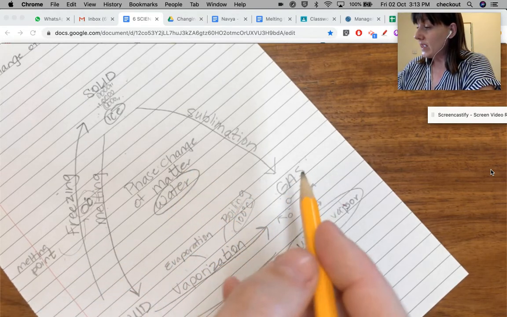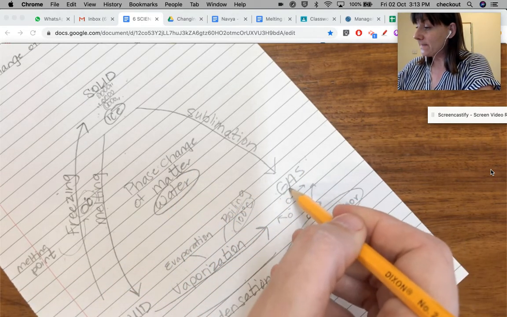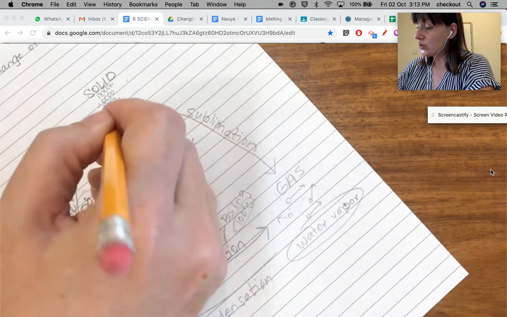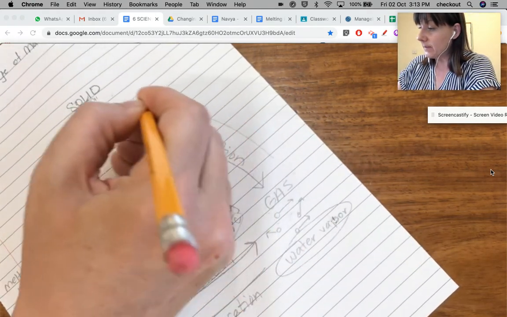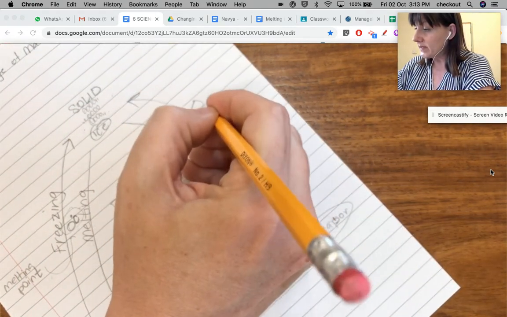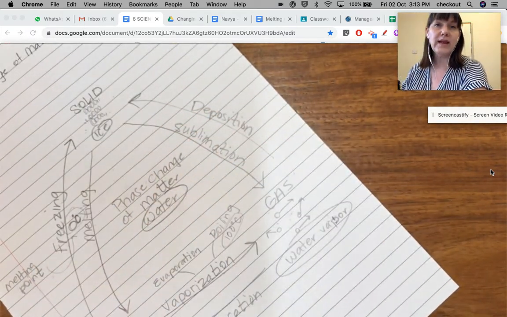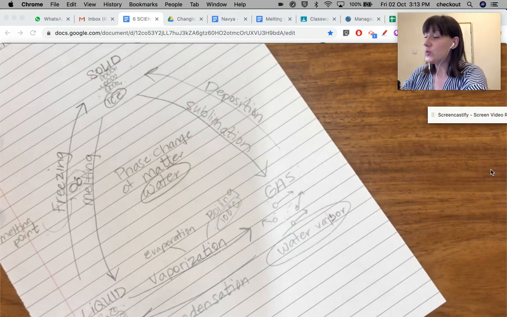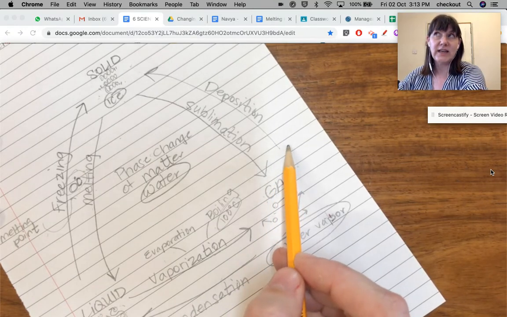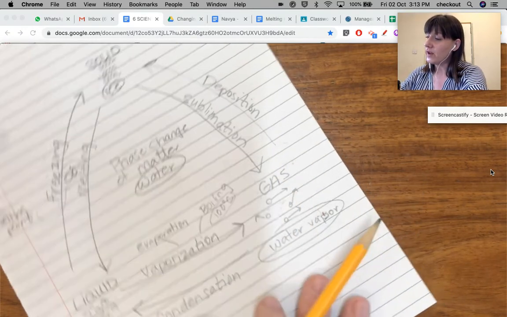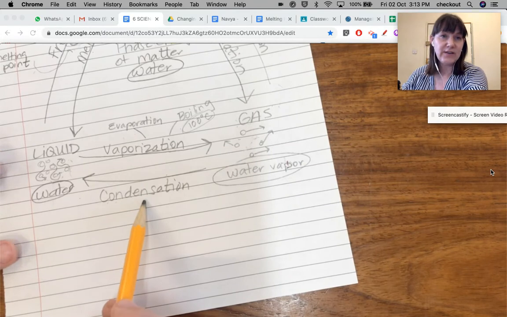with water. So when we go from a gas straight to a solid, the opposite of sublimation is called deposition. And a situation where you might see this is, well, first of all, let's talk about condensation again for just a moment.